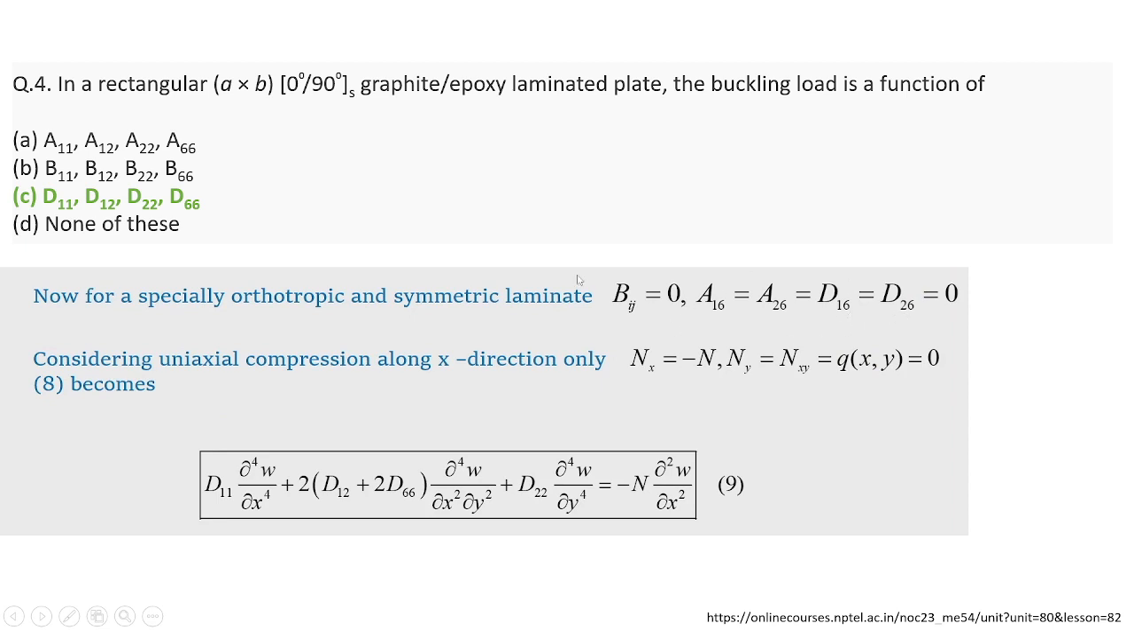By taking this condition, the final equation we get for the buckling load of an orthotropic and symmetric laminate is this. So here you can see the coefficients on which this equation depends are D11, D12, D66 and D22. So this will be the correct option: the buckling load is a function of these coefficients of the D matrix.